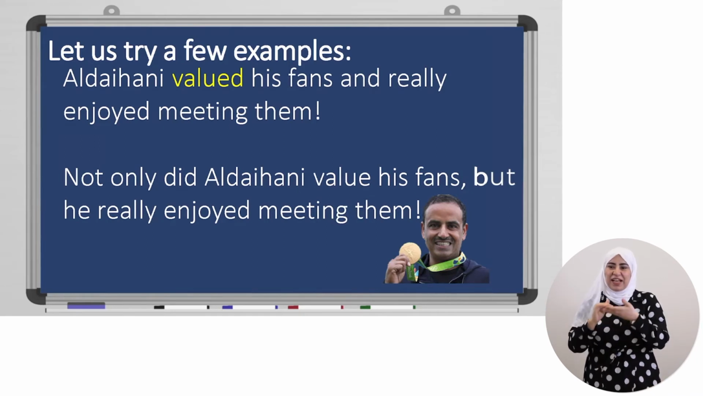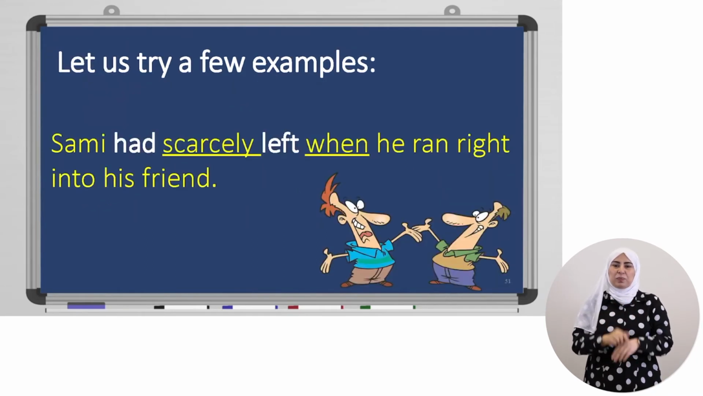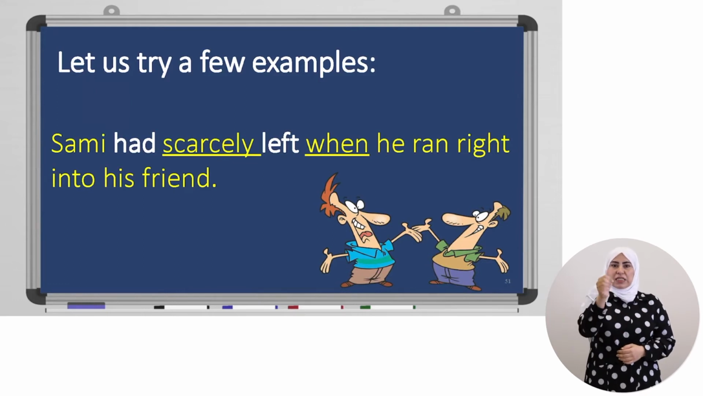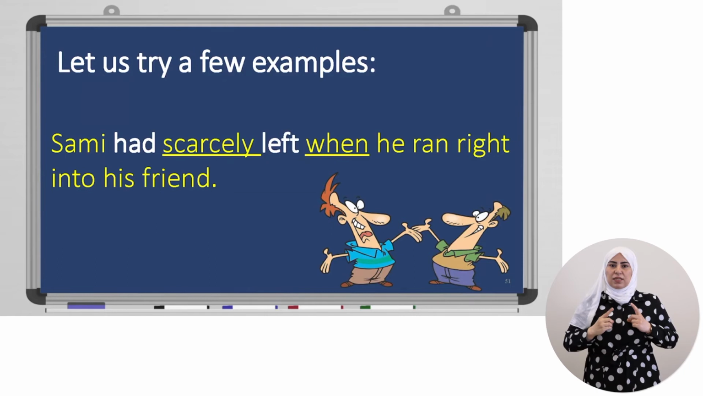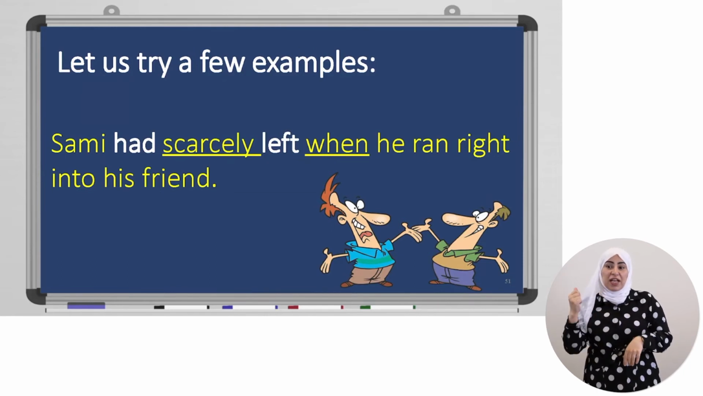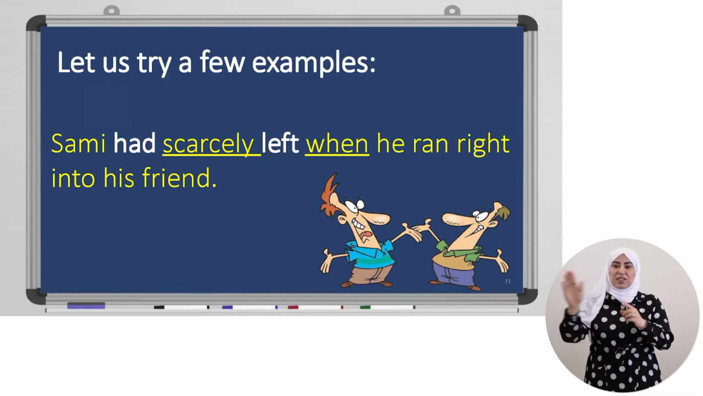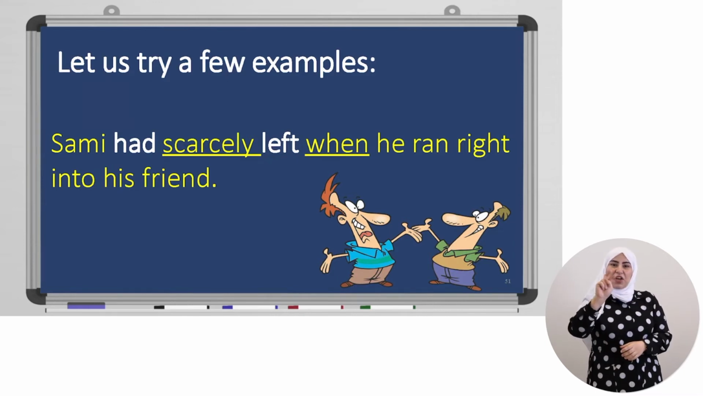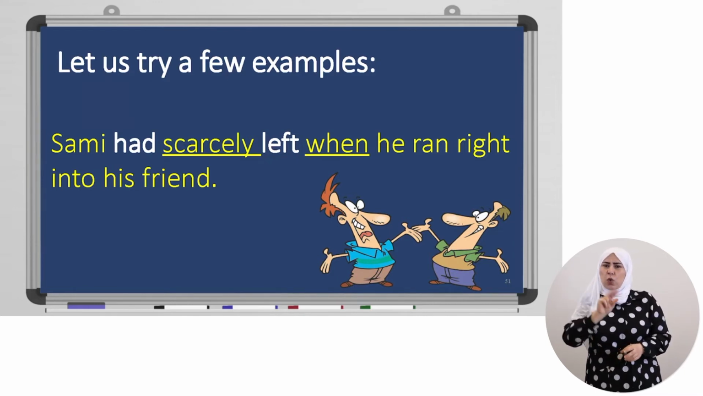meeting them. And now, another example here. Sami had scarcely left when he ran into his friend. Look at the word ran into before we look at the sentence. What is it similar to? We've taken a similar word here. Ran into is similar to bump into. Sami had scarcely left when he ran into his friend.